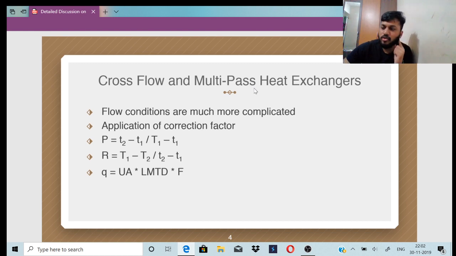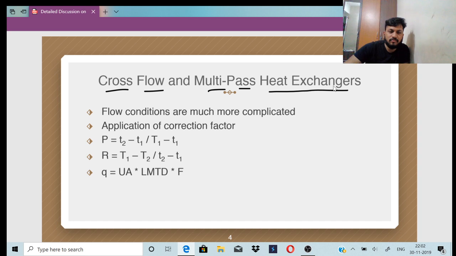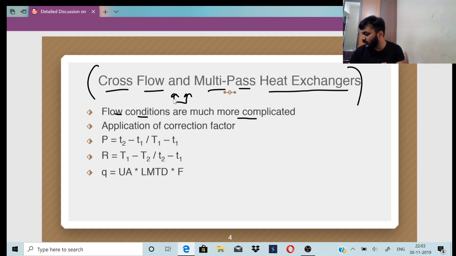So we'll move on to cross flow or multi-pass heat exchangers. What is basically a cross flow or a multi-pass heat exchanger? When the flow conditions are much more complicated in any heat exchanger, we will be using a type of heat exchanger called the cross flow or multi-pass heat exchanger.